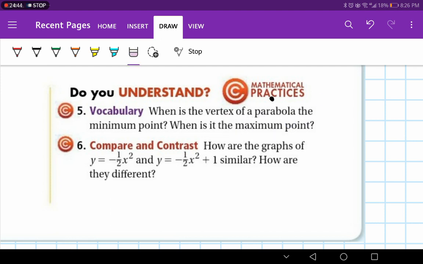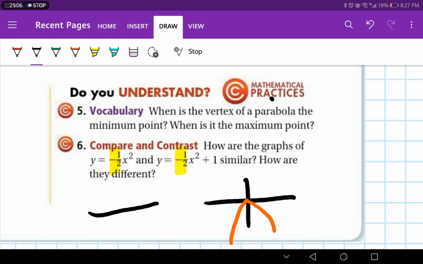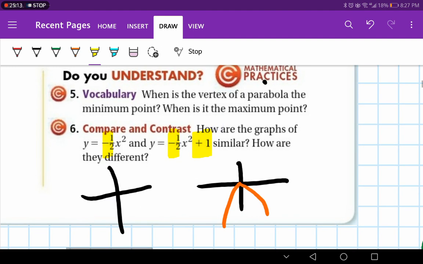Okay, good. Now compare and contrast. How are the graphs similar? They are similar because both of them are negative. That means both of them go down. Yes, both of them go down. This is the first one, and this is the second one. The second one is different because he starts from where? A positive one. So this is a positive one, for example, so it will be like this.